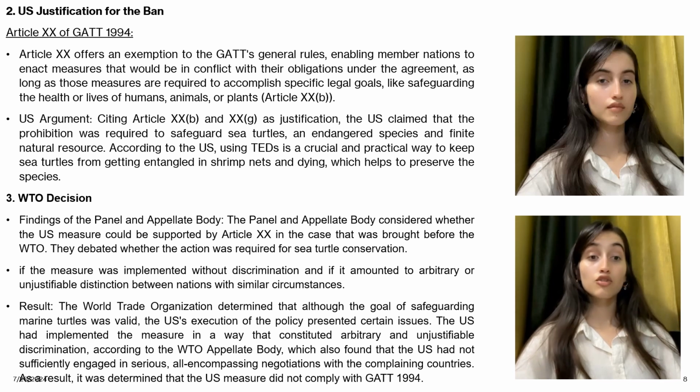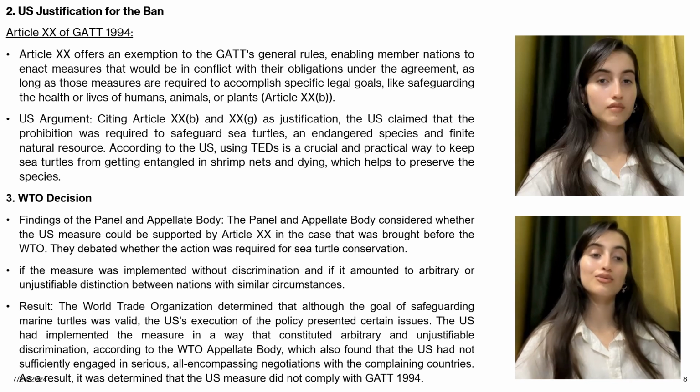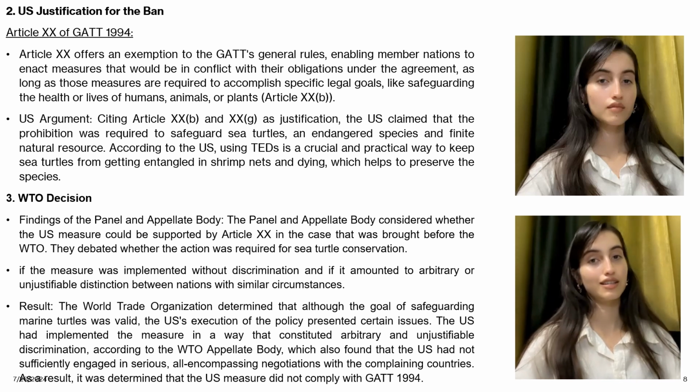and whether the measure was implemented without discrimination and whether it amounted to arbitrary or unjustifiable distinction between nations with similar circumstances. The result was the WTO determined that although the goal of safeguarding marine turtles was valid, the US execution of the policy presented certain issues. The US had implemented the measure in a way that constituted arbitrary and unjustifiable discrimination, according to the WTO appellate body, which also found that the US had not sufficiently engaged in serious, all-encompassing negotiations with the complaining countries. As a result, it was determined that the US measure did not comply with GATT 1994.